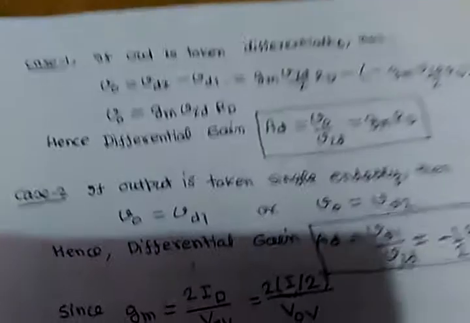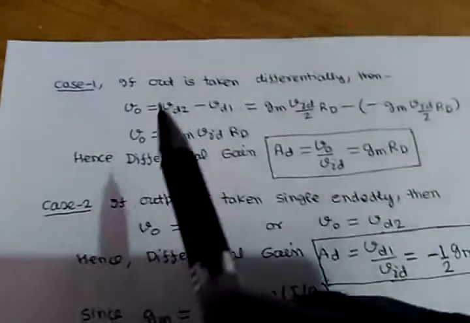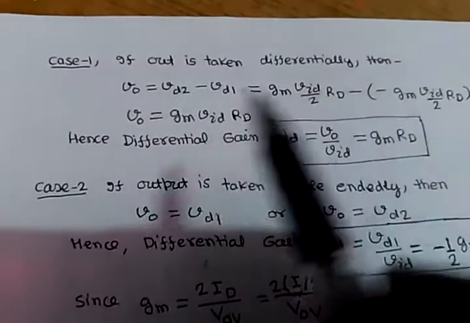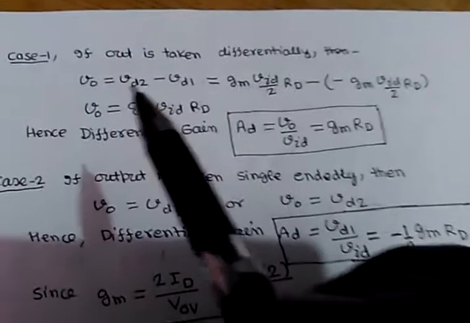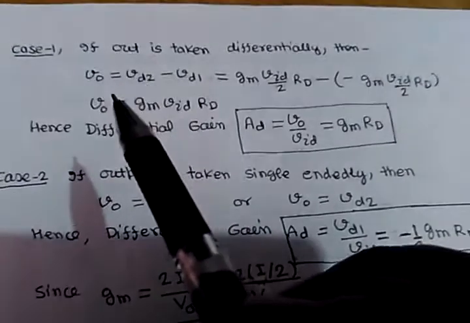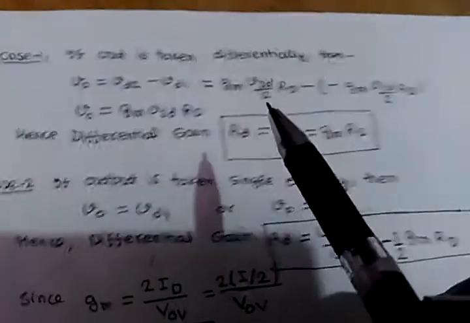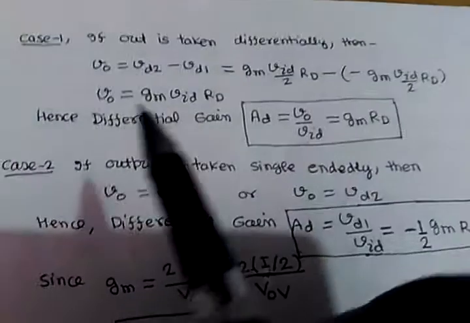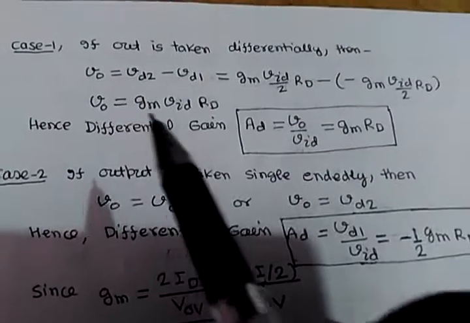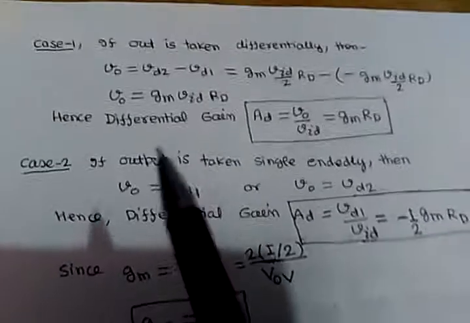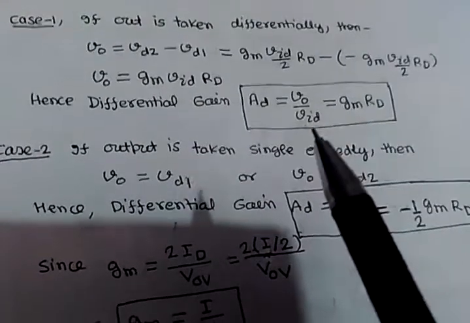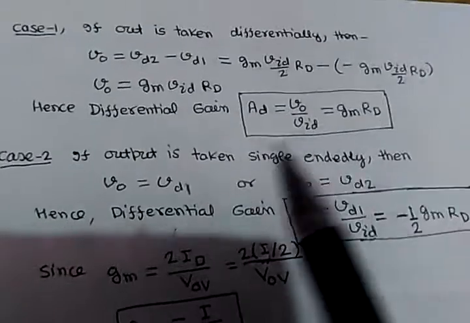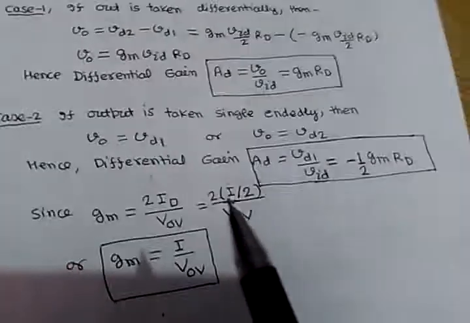In case of differential amplifier, we already know we can take output in two ways. If output is taken differentially, in this case we take output across the drains of the two transistors. So output will be VO equals VD2 minus VD1. Write the values of VD2 and VD1, it will be VO equals gm VID RD. So in this case, differential gain will be AD equals VO upon VID, means output upon differential input, it will be gm RD.